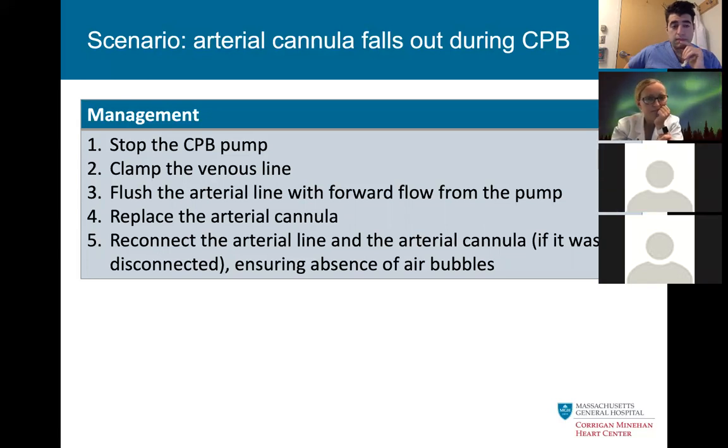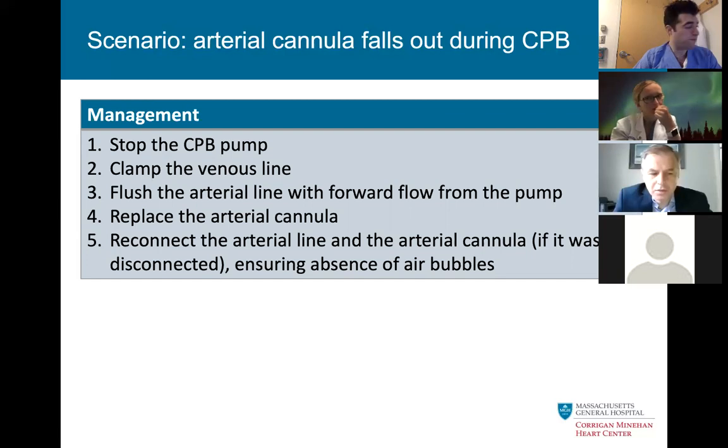Hey guys, I'm here. Sorry, I had to move some AV equipment around. We have a bridge in our circuit that we double clamp for the bypass run. Once we ensure the venous line is devoid of air, we can flow retrograde very easily by moving a few clamps around in our circuit. Okay. And stop the pump, of course.